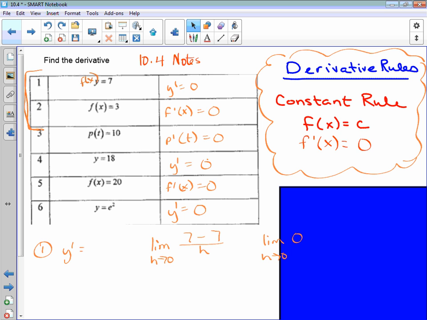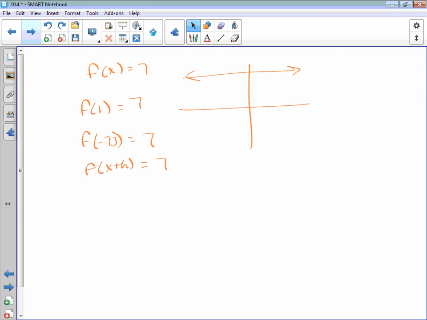So now I have the limit as h approaches 0 of 0. Where did h go? Does that start with 7 plus h in front? No, it starts with f of x plus h. So if f of x is 7, you agree with this, right? So there's nowhere to put it. It's still going to be 7. No matter what your x value is, anywhere on this graph, the y value is always 7.